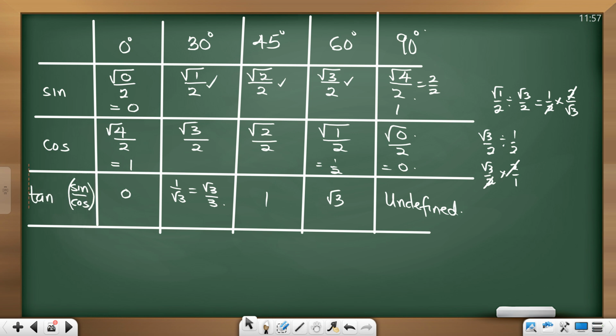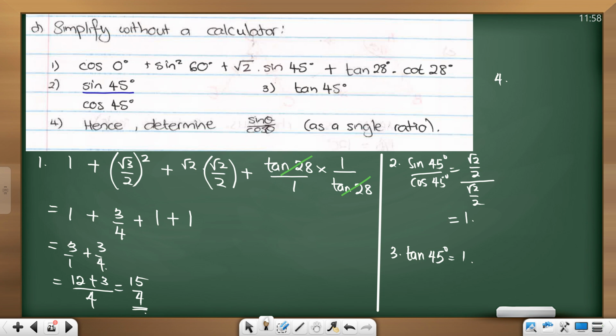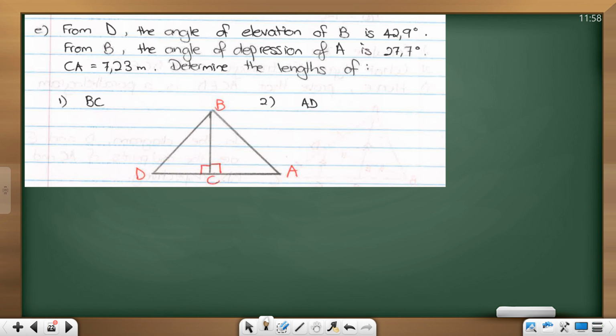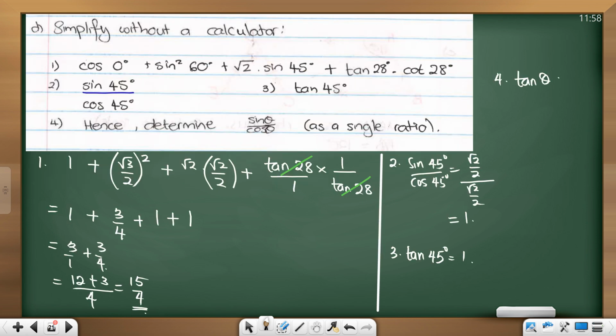Basically, you must understand that tan is the same as sine theta over cos theta, because that's what we're doing with this table, right? Your answer here is simply tan, and it makes sense. What is sine 45 degrees over cos 45 degrees? 1. What is tan 45 degrees? Also 1. Okay, that's your trick there. Quickly, you've got to take it fast.